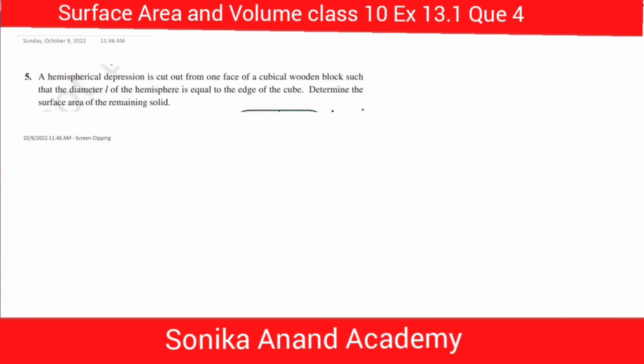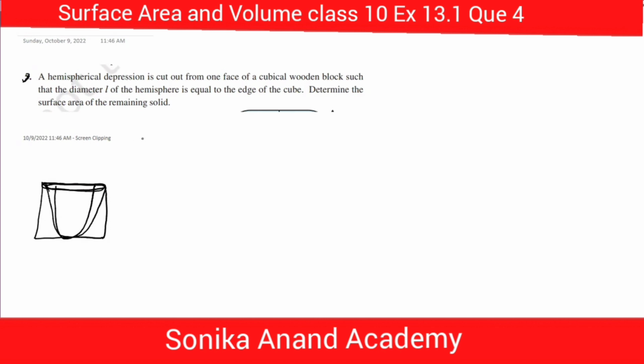But here, this is actually the formula based question. Now here again we have the cubical block, and there is a hemisphere which is cut down, and this hemisphere is of the same radius. Clear? We have to find the remaining surface area of this solid.